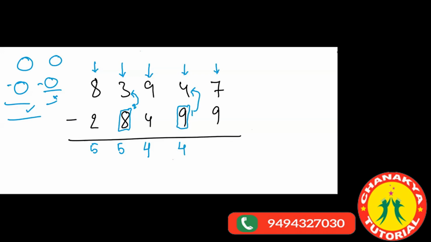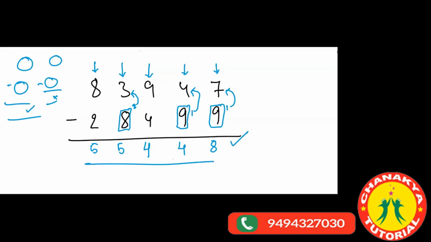What will we do in this case? The complement of 9 is again 1. So we add that 1 to the 7. We get the answer as 8. This is the result. Okay, simple.